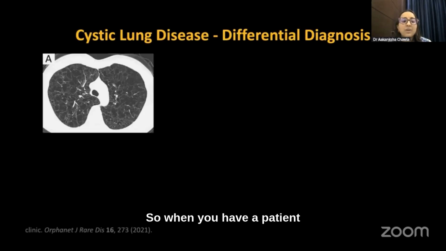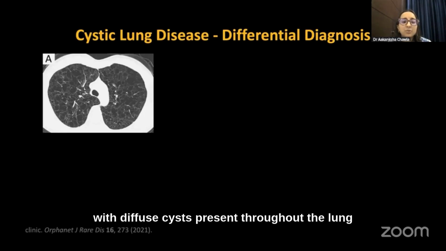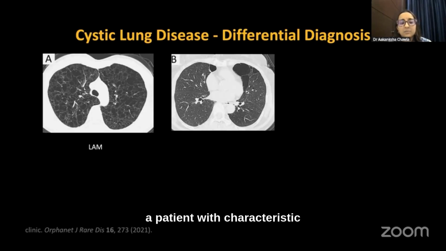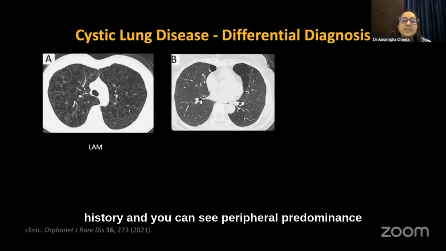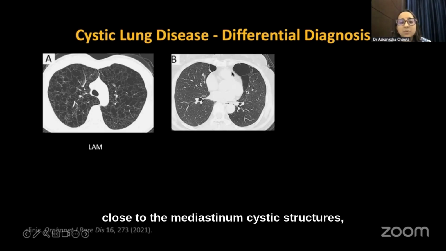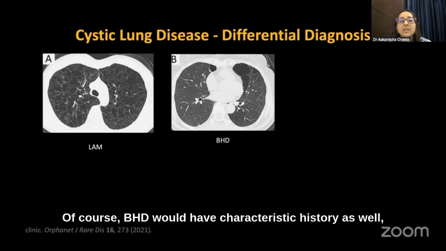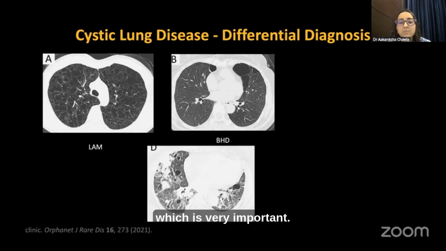So when you have a patient with diffuse cysts present throughout the lung fields, female, young, you would think of LAM. Then again, a patient with characteristic history, and you can see peripheral predominance close to the mediastinum cystic structures, you would think of BHD. Of course, BHD would have characteristic history as well, which is very important.